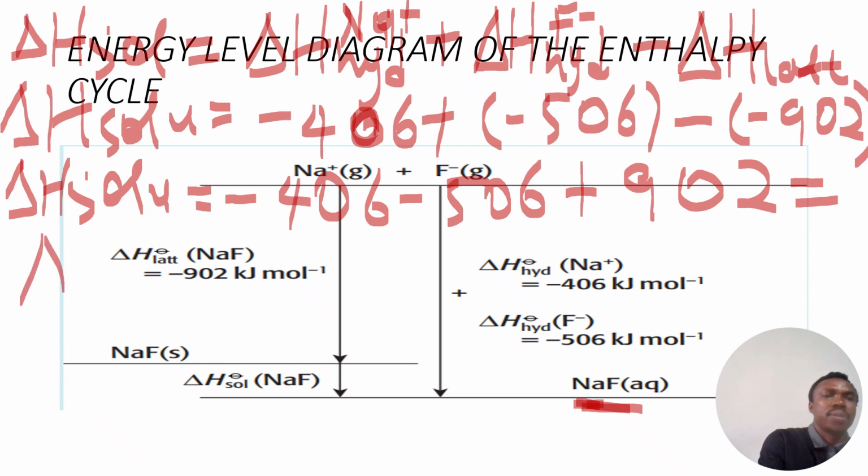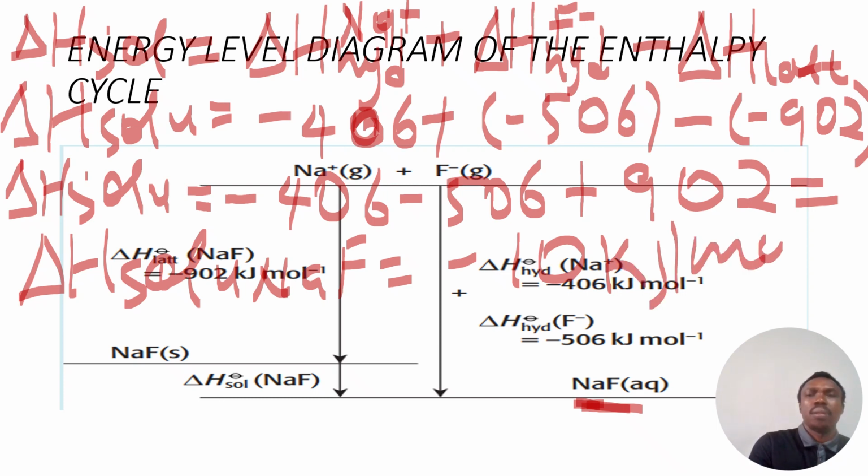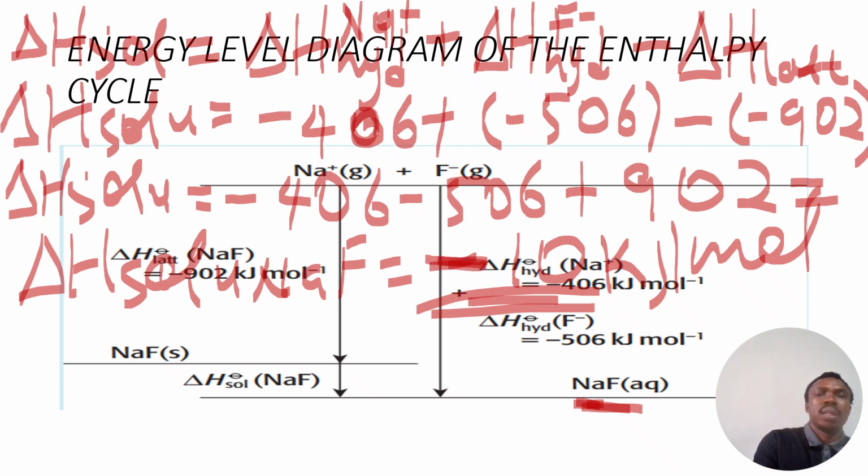So the enthalpy change of solution of sodium fluoride is equal to minus 10 kilojoule per mole. You can see that the enthalpy change of solution is negative. So it's an exothermic process. That means sodium fluoride is soluble in water. That's why the arrow moves downward on the energy level diagram. So it's as simple as ABC.